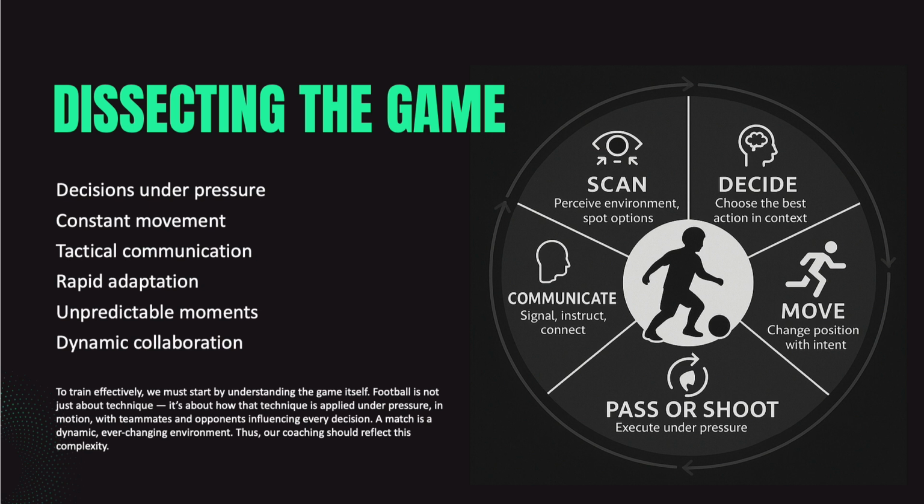A pass, for example, is not just a technical skill. It's a decision made based on where teammates, opponents, and space are in that moment. This is perception-action coupling. Players perceive information and act on it in real time. Traditional drills often strip away this context. They may produce tidy repetitions, but they don't prepare players for the chaos of the game. Without defenders, pressure, or consequences, the perceptual and emotional demands are missing. And research has shown that learning transfers best when practice preserves the information and psychological conditions of competition.